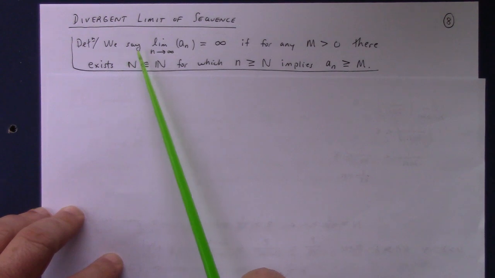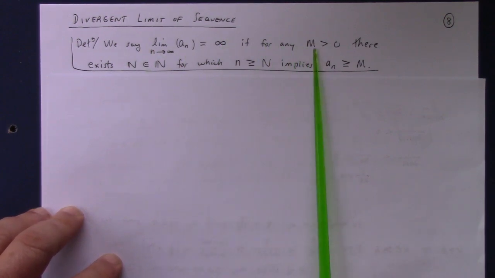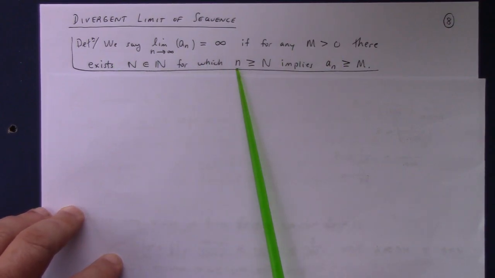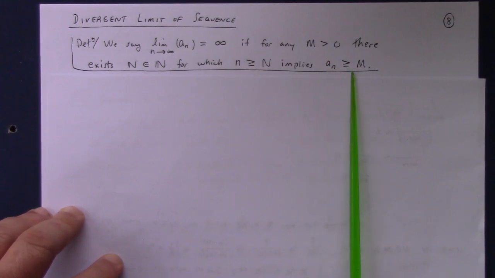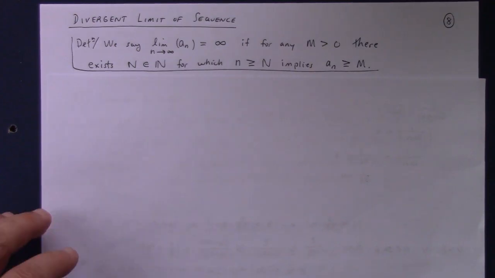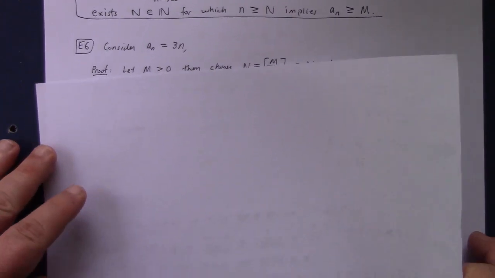So the limit as n goes to infinity of a sub n is equal to infinity if for any M greater than 0 there exists an N for which little n larger than or equal to big N implies that a sub n is greater than or equal to M. This is a way of formalizing the concept that the values of the sequence grow without bound as n gets very large. So here's a sample.